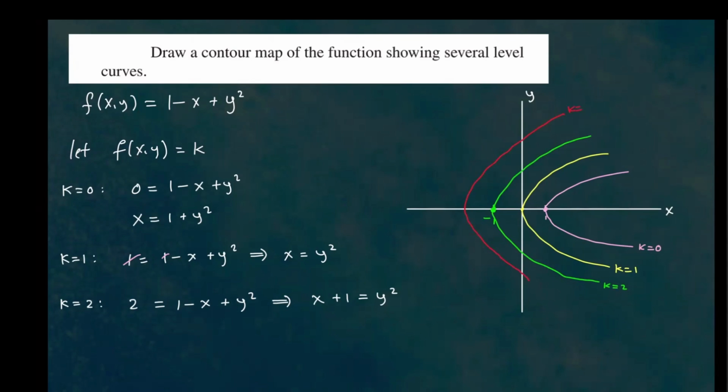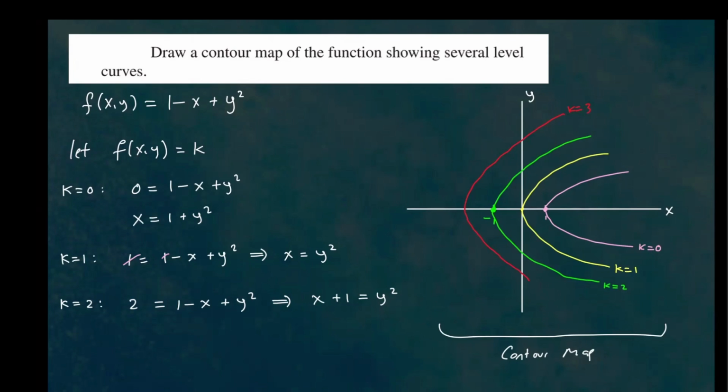So it's just a lot of parabolas in this direction. You can also do the same thing by setting k to be negative values, say -1. Then you will create a parabola probably like that and so on. So this is our contour map. This graph right here is what we call a contour map, just a collection of a lot of level curves.